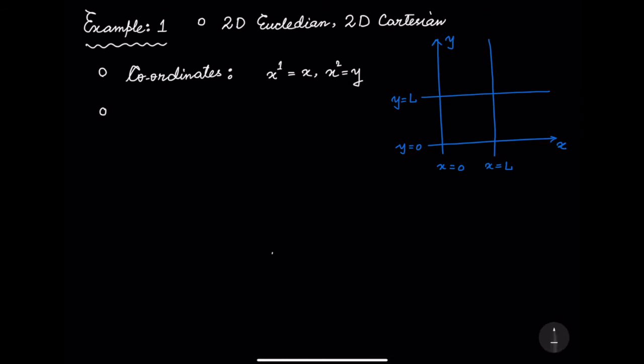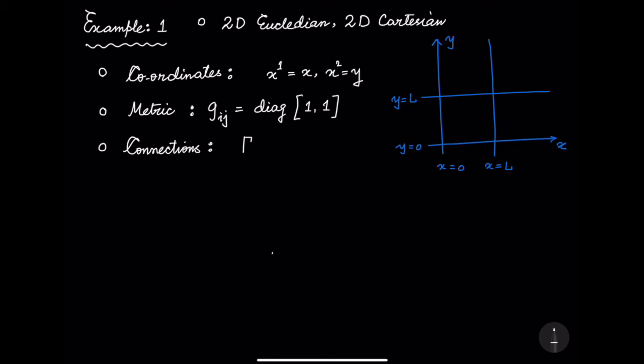But let's first write the metric. And the metric here is quite trivial. So g_ij is diagonal (1, 1). Christoffel symbols, or let me say connections, as we have said, they are also called linear or affine connections. They're all zero because the metric is constant and Christoffel symbols or connections are derivatives of the metric, so these are all zero.